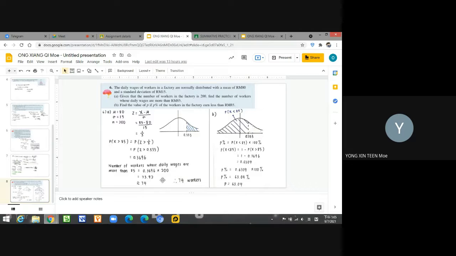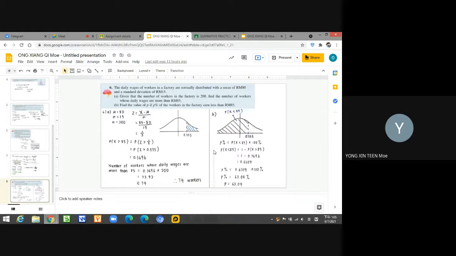Section B. Find the value of P if P% of the workers in the factory earn less than 85 ringgit. From the question, P% is actually the probability of X smaller than 85 in percentage. As the total probability of an event is 1, we can just calculate the probability of X smaller than 85 by simply subtracting the probability of X larger than 85, which we have in section A, from 1.